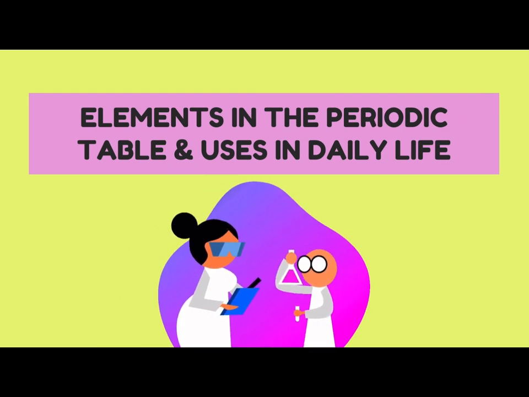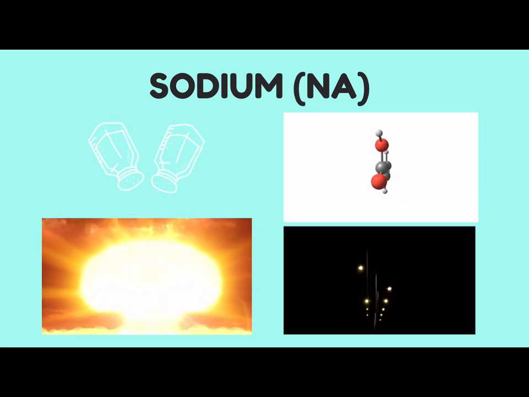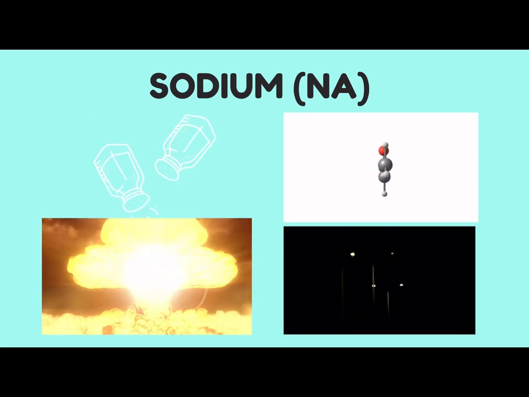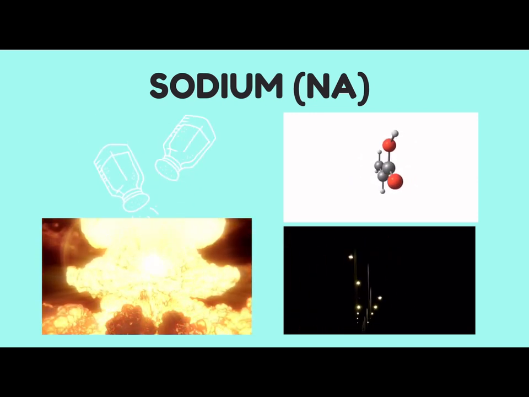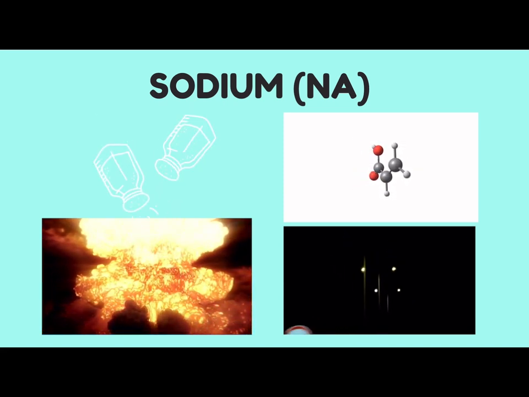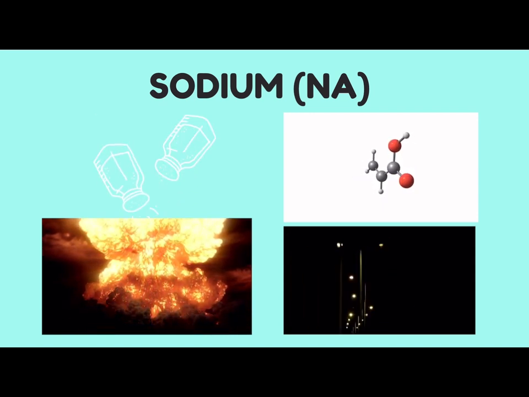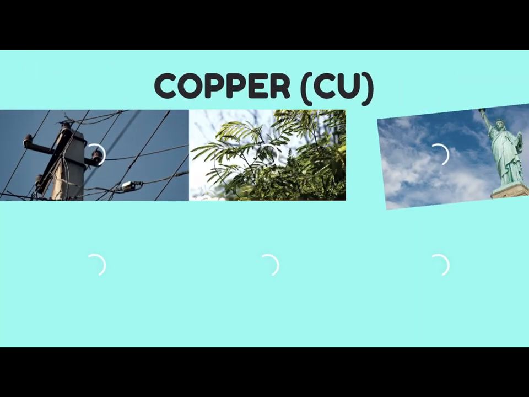Now let us look at another 5 elements in the periodic table and discover their uses in our daily life. Number 1. Sodium. Despite being reactive, it has a lot of uses. When combined with chlorine, it becomes salt, which we use to season our food to a taste. Sodium also helps balance fluids and electrolytes in the body. Liquid sodium is used as a coolant for nuclear reactors, and sodium vapor is used for making street lights with a yellow light.